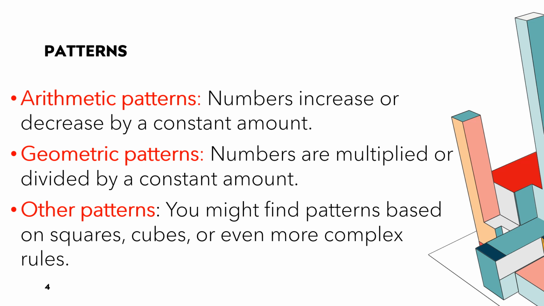So patterns, there are a couple of ways to talk about patterns. First one is arithmetic patterns. Arithmetic patterns are numbers that increase or decrease by a constant amount. What we're talking about here is increasing or decreasing through addition or subtraction. So if you use addition or subtraction to move from one number to the next, it's an arithmetic pattern. A geometric pattern is numbers that are increased or decreased through multiplication or division by a constant amount. So if you move from one number to the next through multiplication or division, it's a geometric pattern.